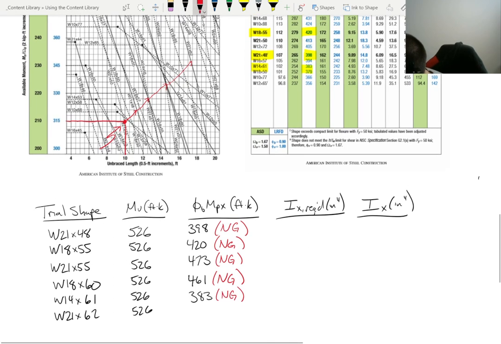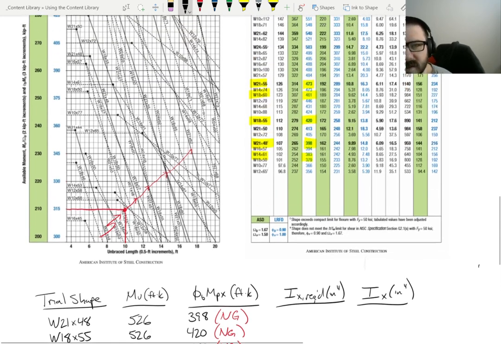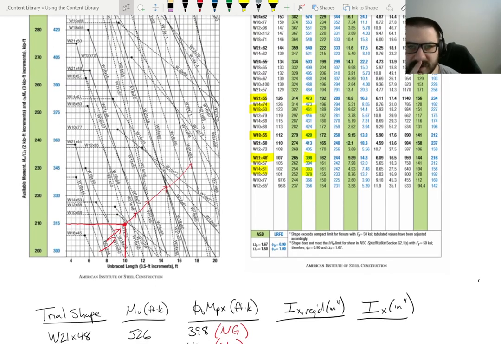What about the W21 by 62? Sorry, let me make that a little lower. I think my tables are getting a little, or my lines are kind of bunching up. So what about the 21 by 62? Okay, so let's see. The W21 by 62s, there's up top. So let's check at that. So here's the W21 by 62.